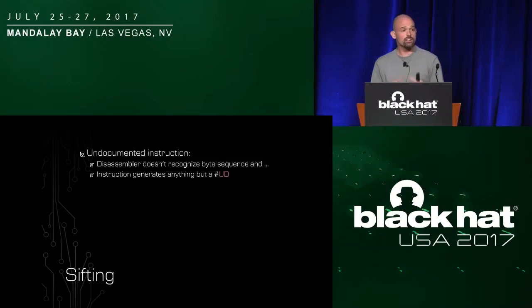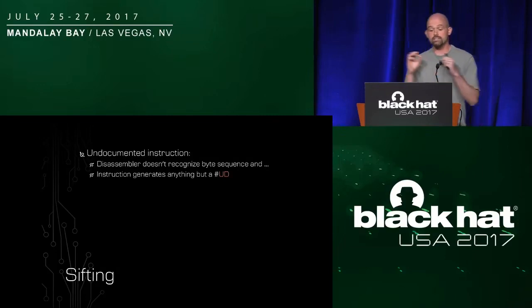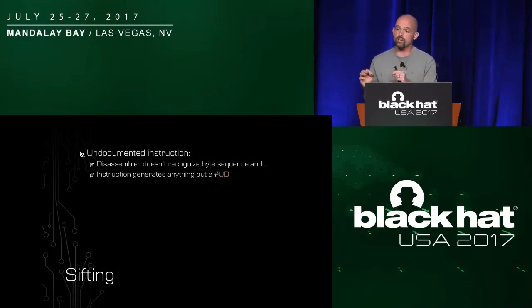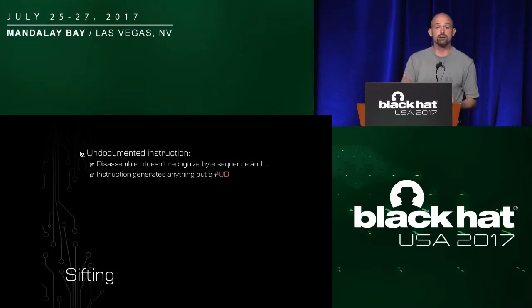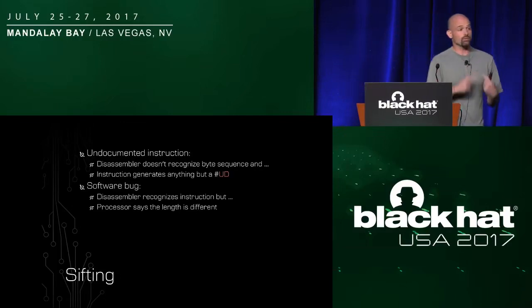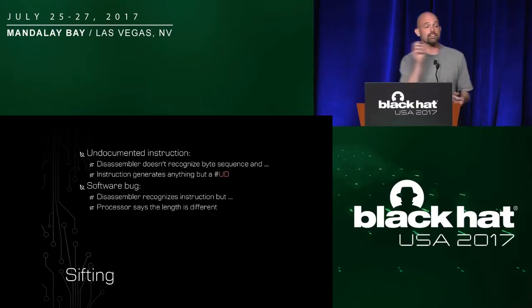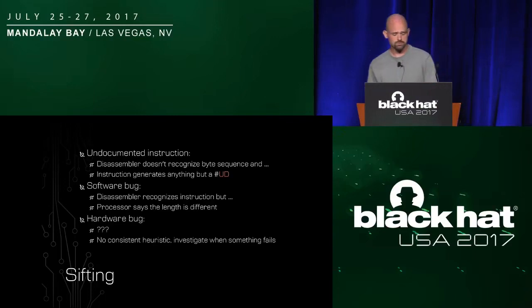So how do we actually pull out interesting anomalies then, now that we've got this disassembler as our ground truth? Well, we can pull out undocumented instructions this way. If the disassembler doesn't recognize a byte sequence, but the instruction generates anything other than an undefined opcode exception, that indicates that this instruction exists on the processor, but it's not documented. We can also pull out software bugs using this approach. Basically, if the disassembler recognizes an instruction, but it thinks it's one length and the processor says it's a different length, that usually indicates that there's some sort of bug in our disassembler.